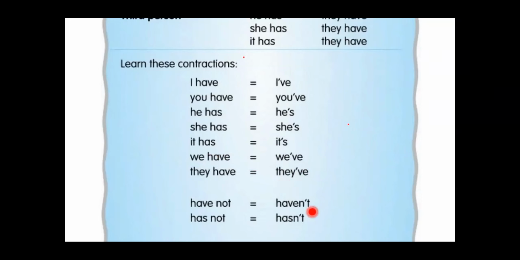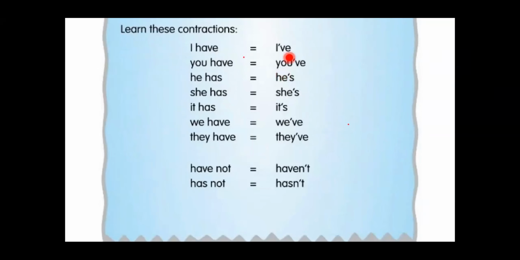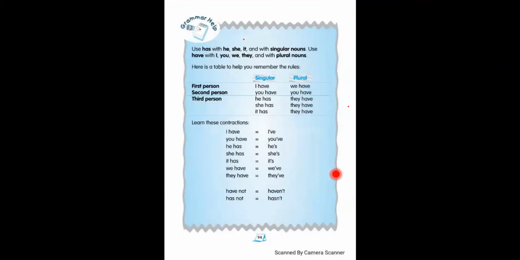Have not becomes haven't. Has not becomes hasn't. And these are negatives, okay? These are positive when you're talking about something positive: I have something. And when you're talking about not having something, then we use haven't or hasn't, okay? That is negative.